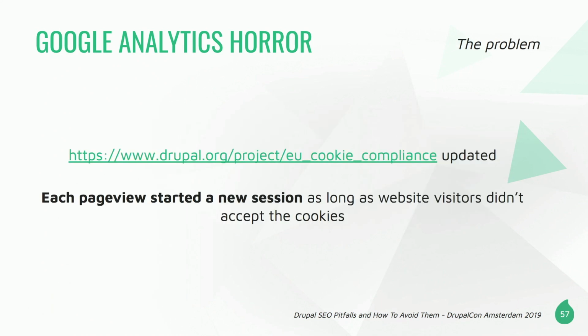This screenshot is from a customer of our own. We noticed that around the same time the visitors increased, the Drupal EU cookie compliance module was updated. The result was that each page view of each visitor started a new session. So when one visitor visited 10 pages, it resulted in 10 visits in Google Analytics instead of one visit or one user with 10 pages. Our number of users spiked, went through the roof, but it was incorrect data.